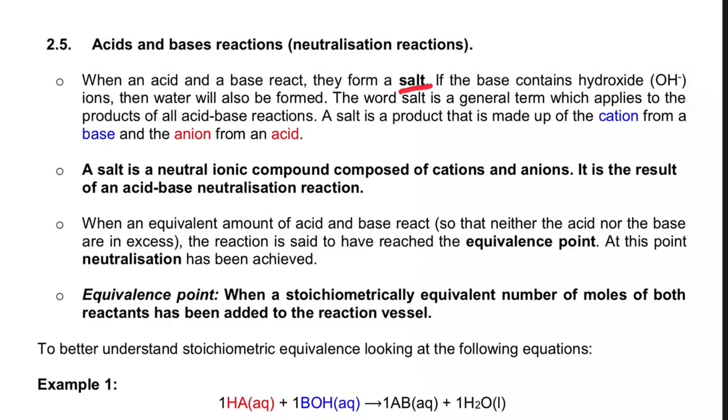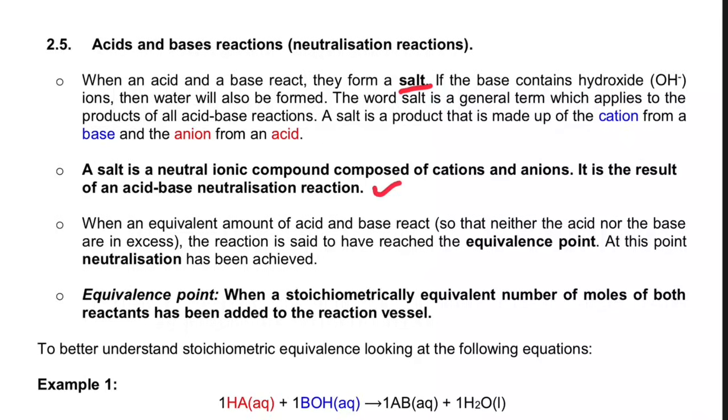The word salt is just a general term which applies to the products of all acid and base reactions. A salt is a product that is made up of the cation from a base and an anion from an acid. Cation, just a positive ion, and anion is a negative ion. A salt is a neutral ionic compound composed of cations and anions. It is the result of an acid-base neutralization reaction. So we know that when you have an acid and a base, one of the products that you're going to have is salt, right?